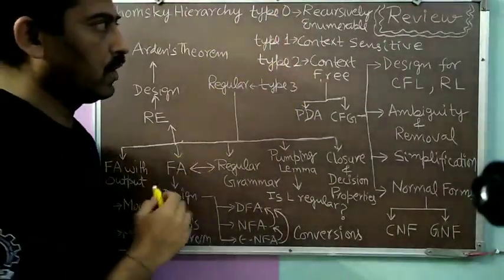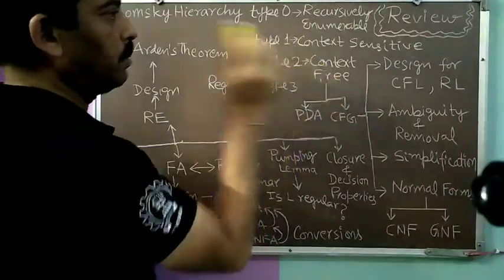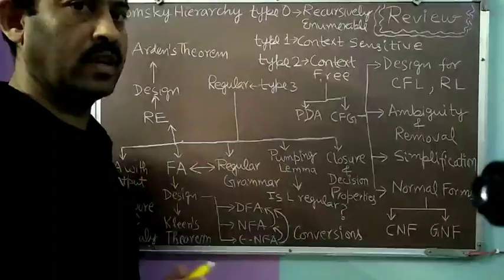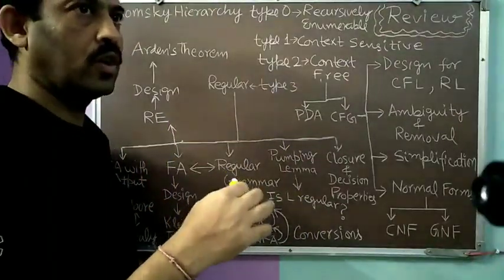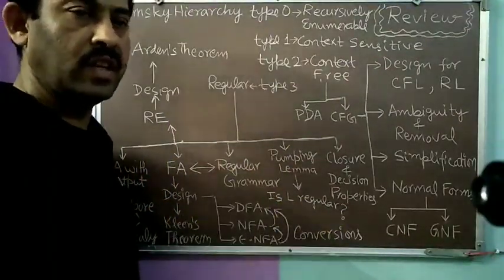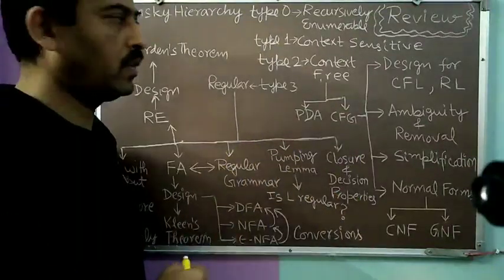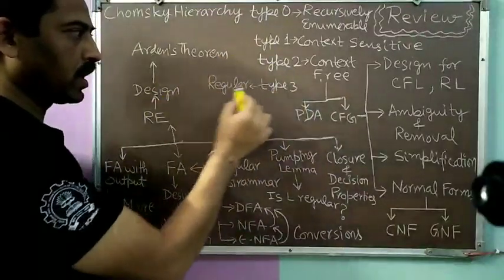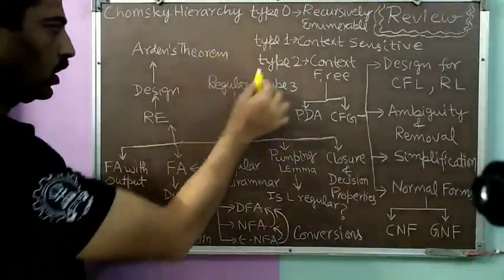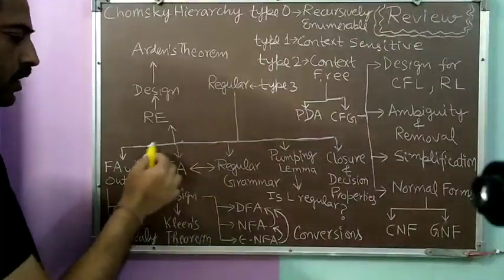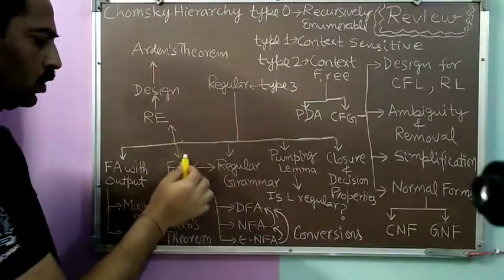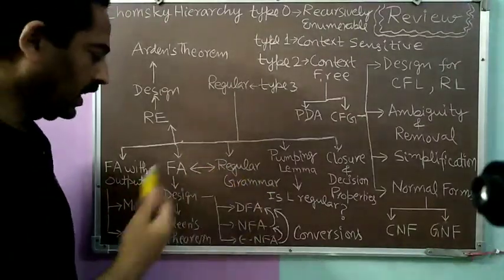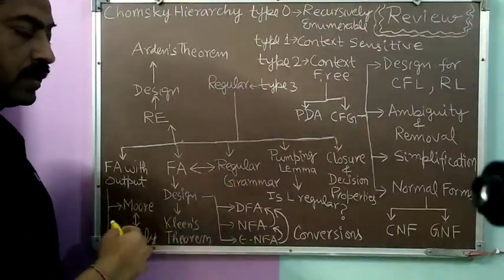Among these four, we have up till now discussed type 3 and type 2 languages, and we have discussed various tools by which either we can generate these languages or we can test whether a given string is inside that particular language or not. So let us start our discussion with the type 3 languages, which are the regular languages. For the regular languages, we started our discussion with the FAs. We have discussed how we can design FAs.